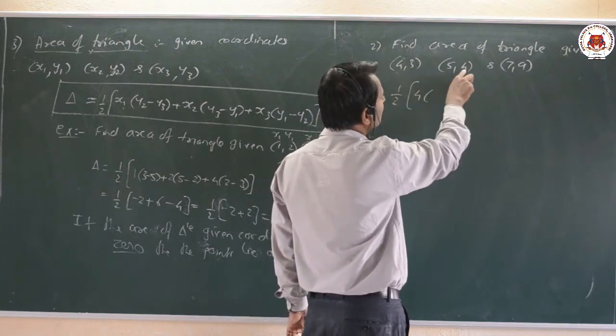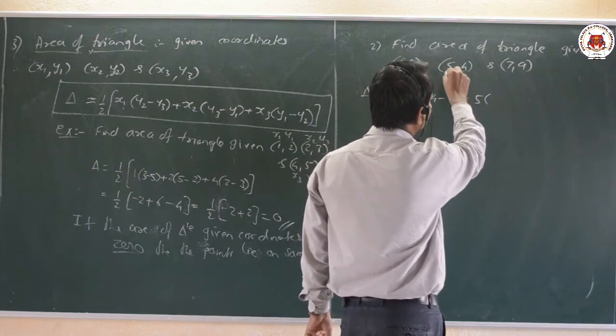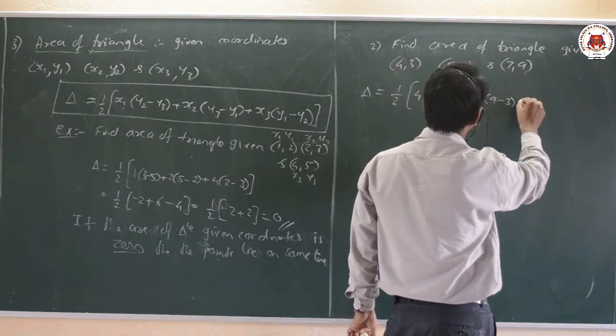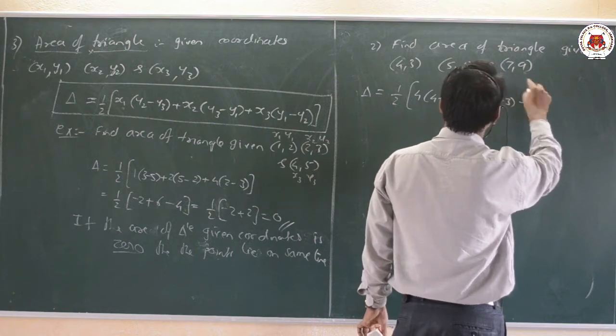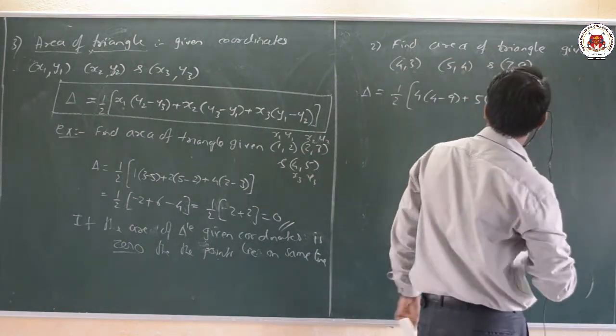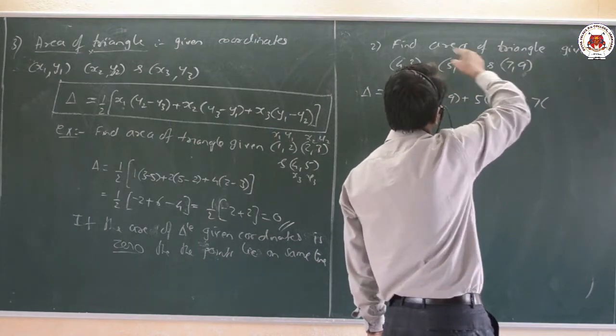that is x1 into (y2 minus y3), that is 4 minus 9, plus 5 into (y3 minus y1), that is 9 minus 3, and then plus 7 into (3 minus 4).